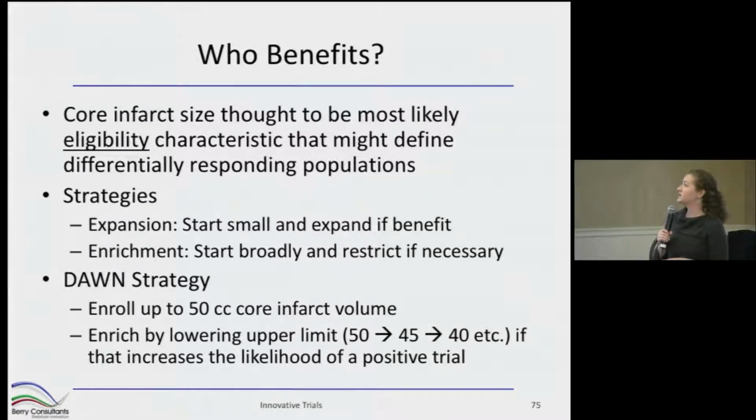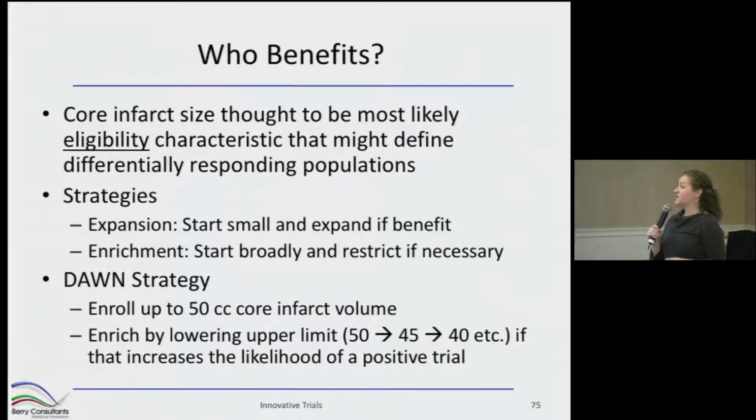The other question was who benefits, and this idea of should we enroll only patients who have small infarct sizes, or should we enroll a broader population? So the infarct size, this was thought to be something they could identify as an eligibility criterion for entering the study, and might define different populations and how they respond. So the strategy could be that we start with the small infarct sizes and then expand if we see benefit there and start to enroll the larger ones. The other strategy, what we call enrichment, is we start by enrolling the broad population, and then we start to restrict the enrollment criteria if necessary.